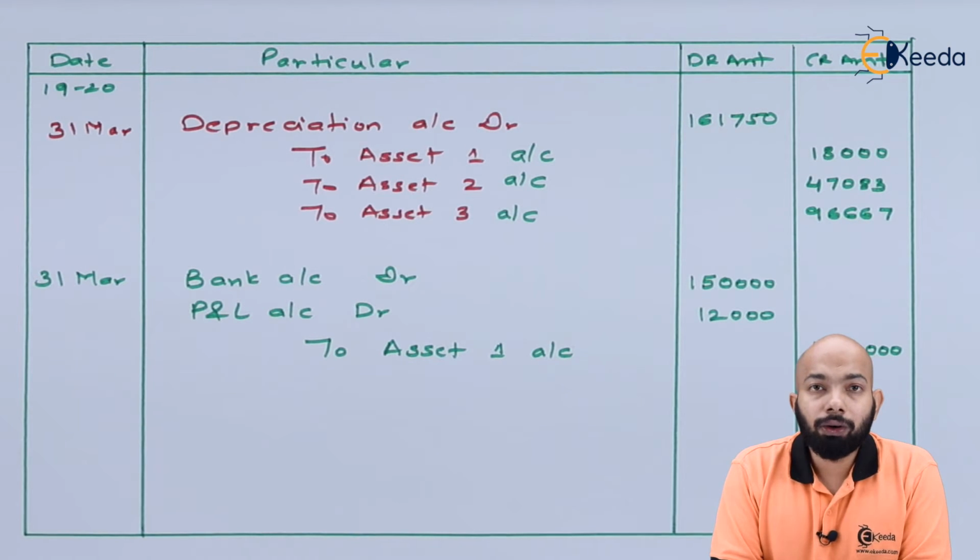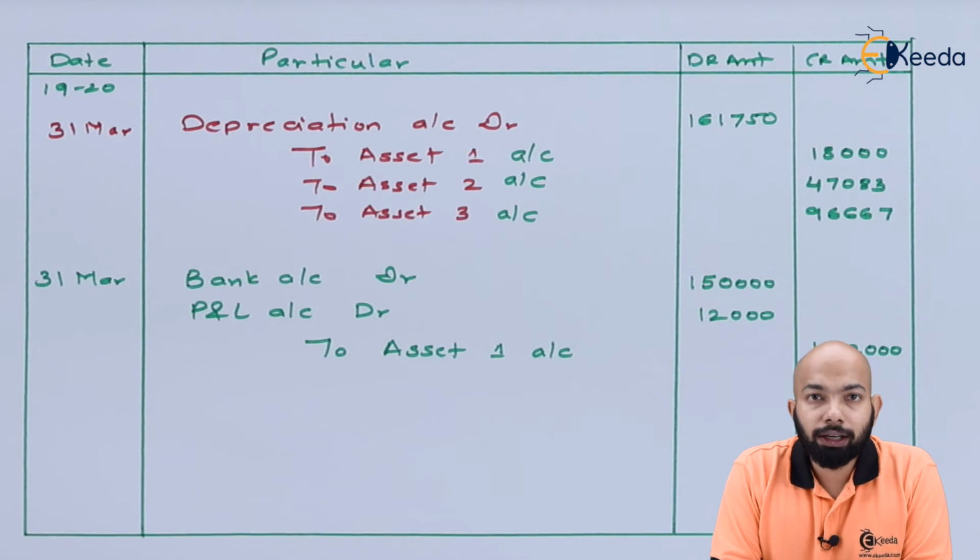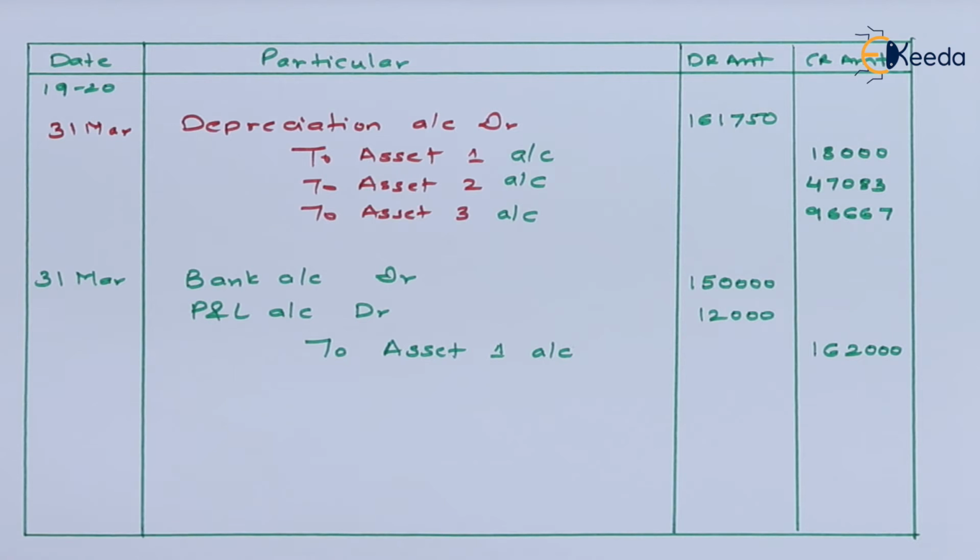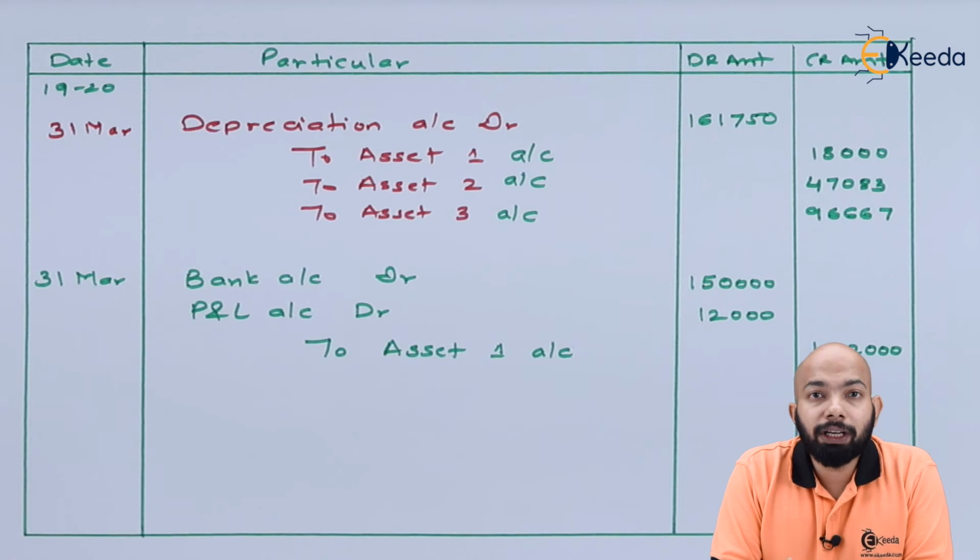Now here we have figured out that the sale entry is as follows. Bank account debit, profit and loss account debit to asset 1 account. Hence, we have mentioned that the asset which was sold has been credited here with the market value of that asset, which is 1,62,000, or the written down value of that asset. On the contrary, we have also mentioned bank account with 1,50,000, which is the actual sale price of the asset, and the loss incurred on the sale of that specific asset, which is 12,000.